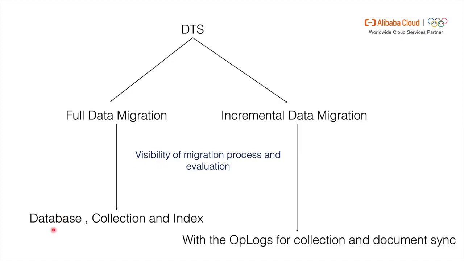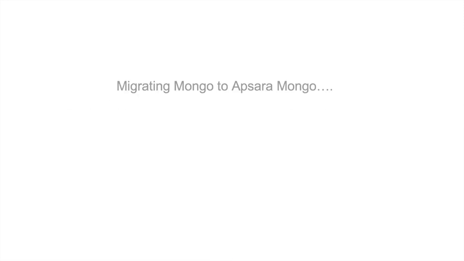Then we have databases, collections, and indexes. For full data migrations, it happens at the database, collection, and index level. For incremental data migrations, we need oplogs, which help us move the data in a live or syncing manner. So I think we should start the demo, showing how we can migrate your Mongo to ApsaraDB for MongoDB.